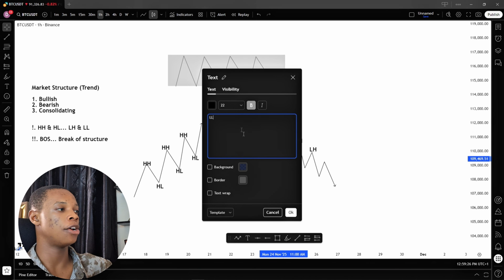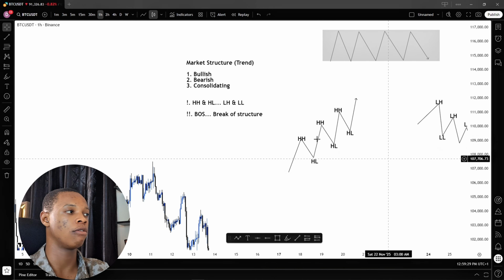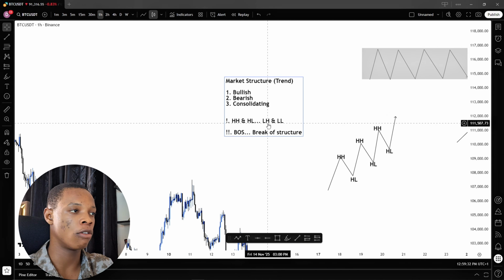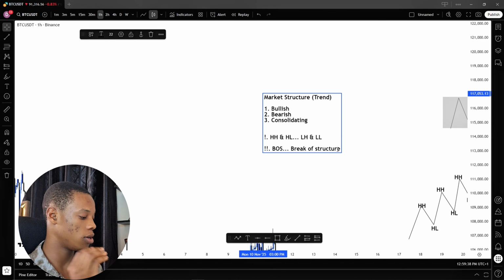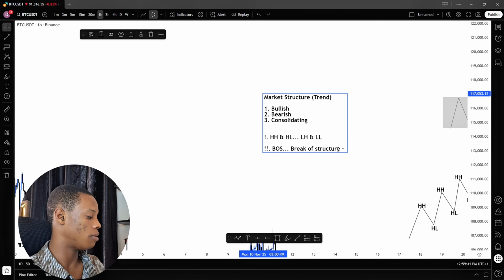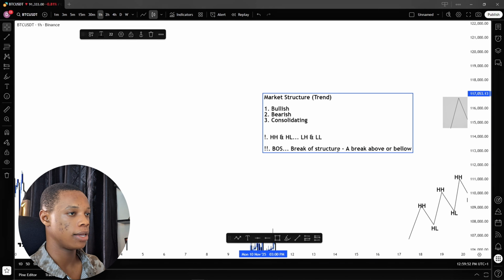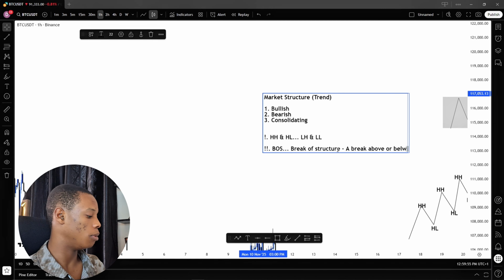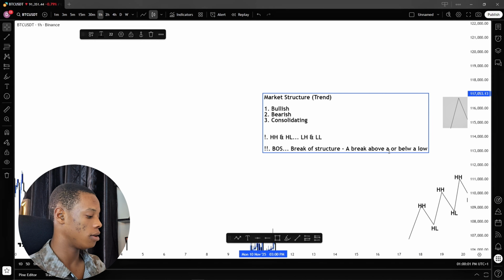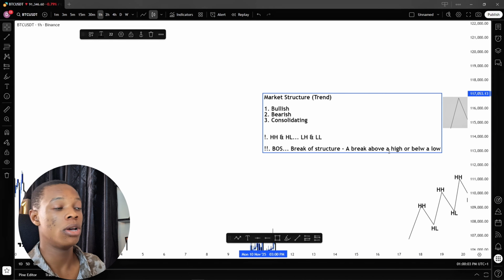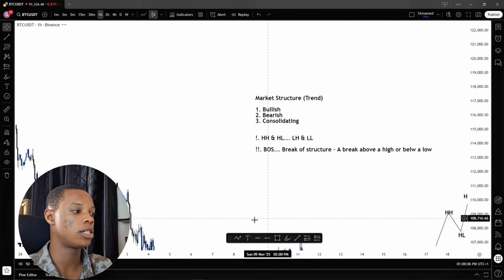So the second way you're able to know your direction, your bias, is a break of structure. This is what a break of structure is. BOS, as in break of structure, is a break above a high or a break below a low. A break above a high, literally, or a break below a low. That's what a break of structure is. Now let me show you.